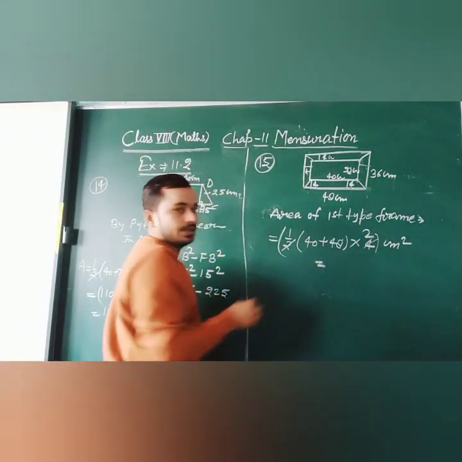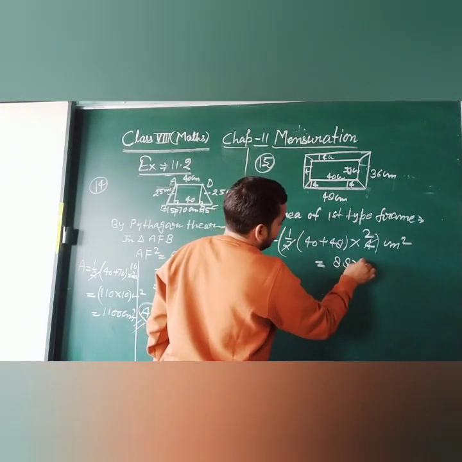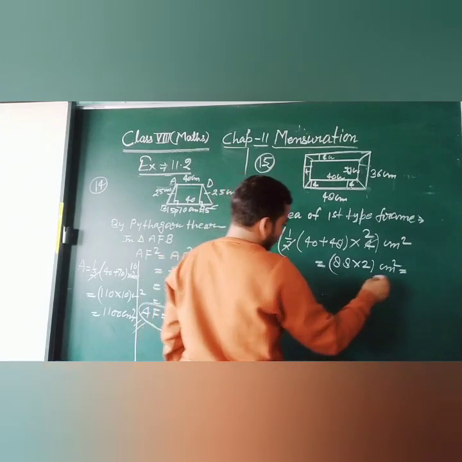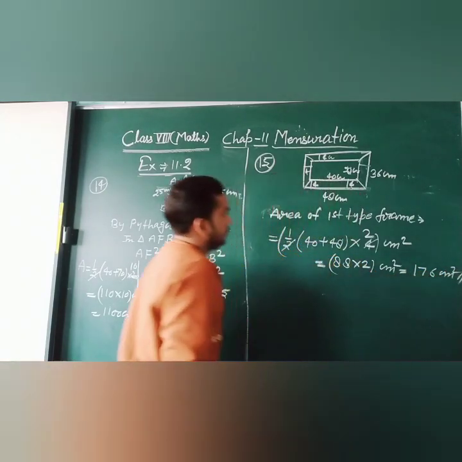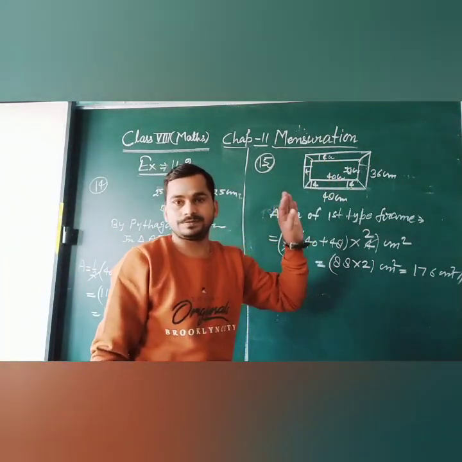So 40 plus 48 we have 88. 88 into 2, 88 twos are 176. 176 centimeter square. So this is the area of these two frames, upper and lower frames.